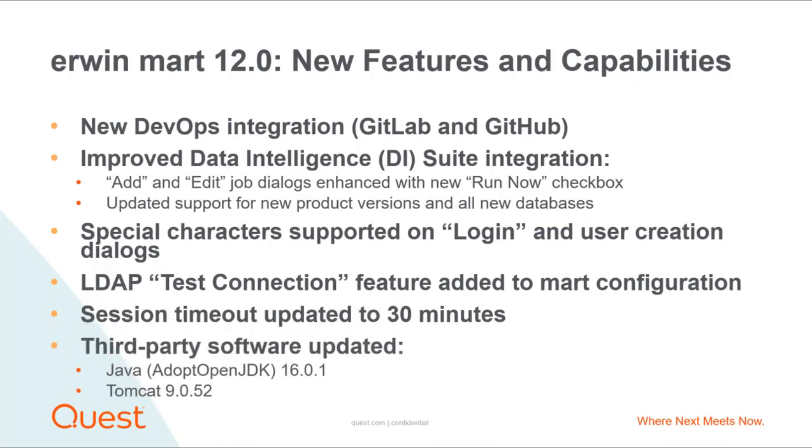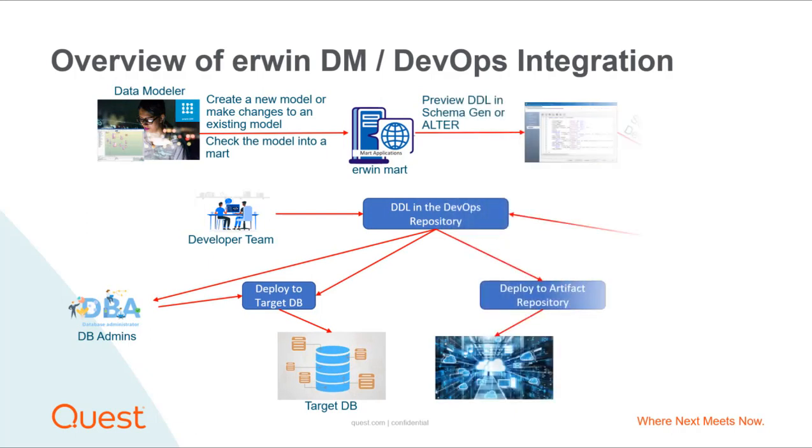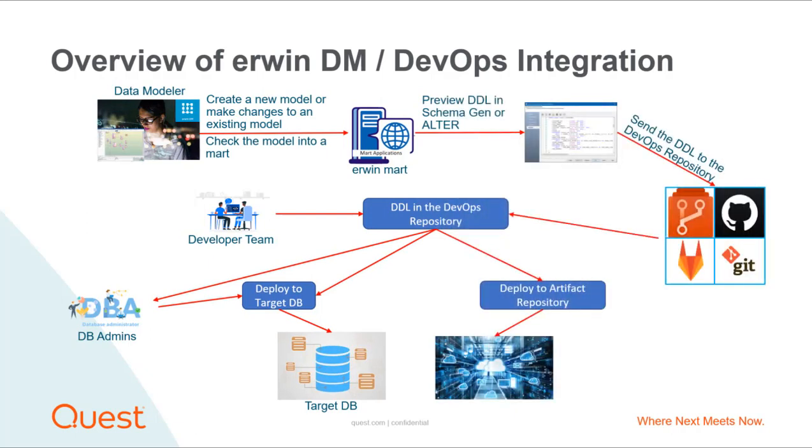And third-party software has been updated as well to Java 16.0.1, that is Adopt OpenJDK, and Tomcat 9.0.52. The new Erwin DM DevOps integration is depicted here. As you can see, the Erwin Mart plays a very necessary and pivotal role in this process.